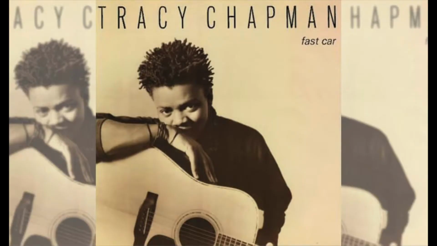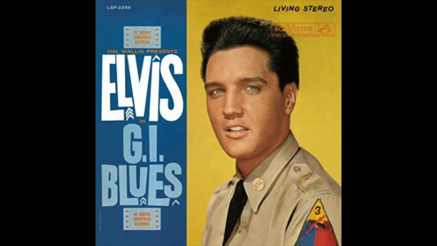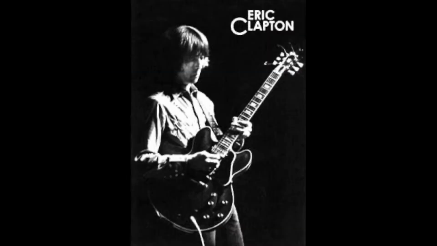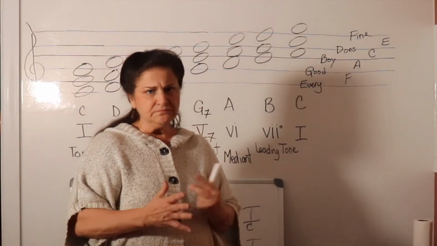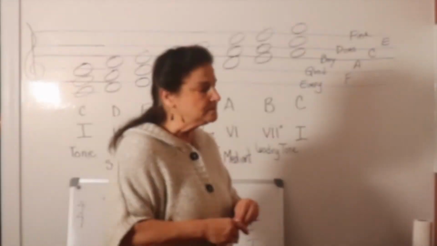B.B. King was very famous for his 12-bar blues songs. Tracy Chapman did a lot of 12-bar blues. Elvis Presley did 8-bar blues, but the same chord progression. And Eric Clapton did a number of 12-bar blues pieces. So YouTube them and see what you come up with.